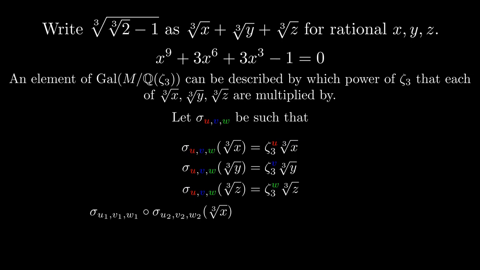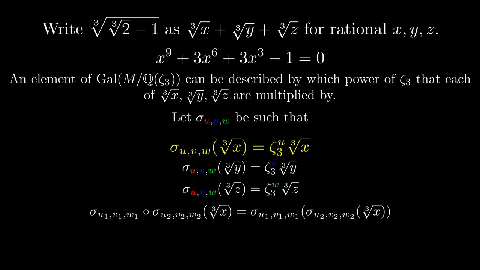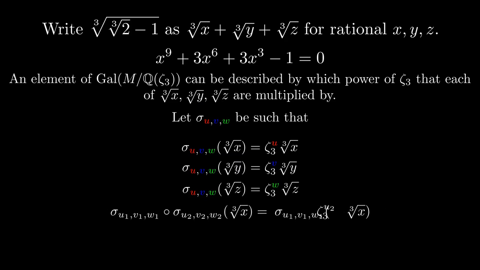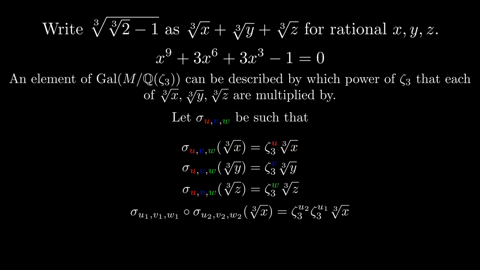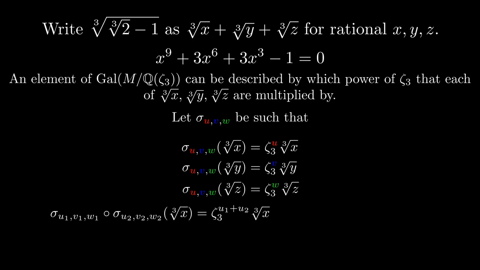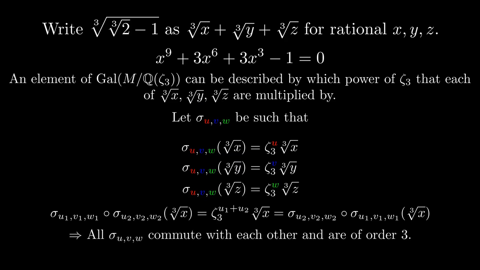Writing down the product of two of them, it acts on root x, and we know how the inner one acts on the cube root of x via zeta to the u2, which we can pull out. And again, the inner one acts by multiplication by zeta 3 to the u1. We combine powers of zeta 3 and see that this is symmetric in u1 and u2, and so we can actually reverse the order of the two. Similar computations with root y and root z prove the same thing, so any two sigmas actually commute. And of course, each is of order 3 since we're multiplying by powers of zeta, which repeats after 3 steps.